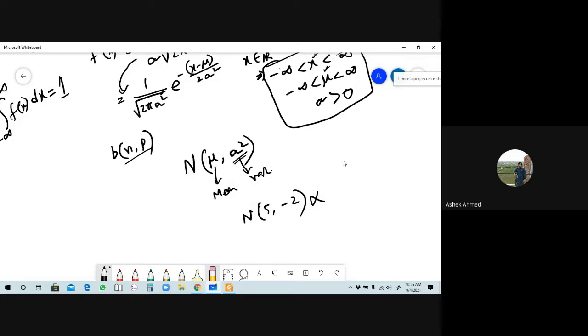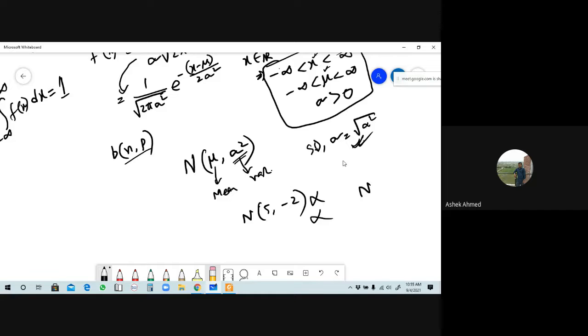Understand? And we know another term, the standard deviation. SD means sigma, the standard deviation, and it is the square root of sigma square. This is always positive. So this is not possible.